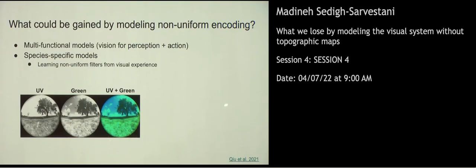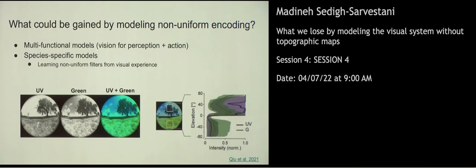This is a mouse's view navigating its environment, and they measured the intensity of UV, ultraviolet, and green across the visual field, and this is the combination of both. And when they plotted out those intensities as a function of elevation, they saw distinctions that matched what we see in the retina and what we see in V1, and also what we see in the behavioral reports of the animals.